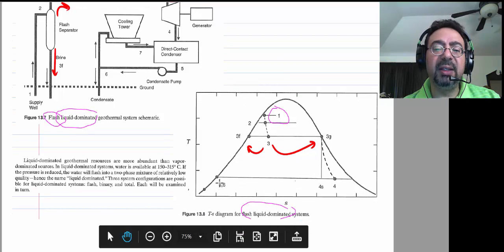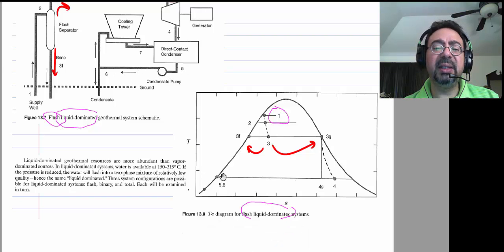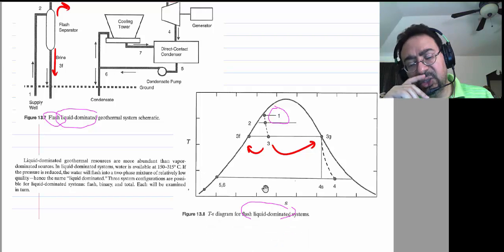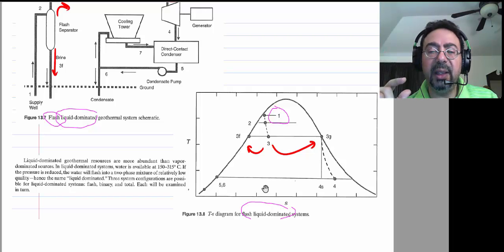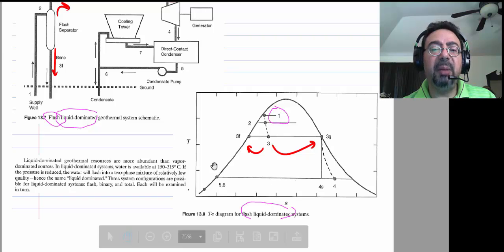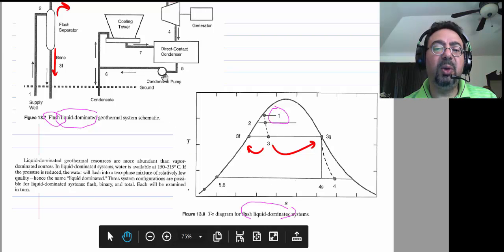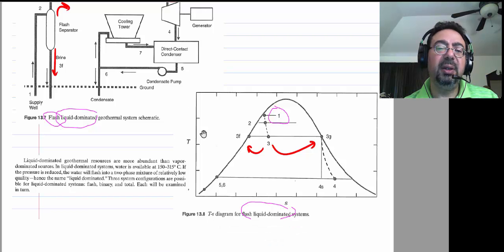It's very small to the extent that, look at this. In the sketch, 5 and 6 are one state on the sketch. And that's what you do in the exam if you're running out of time. You would say the pump work is neglected, therefore H6 equals H5.